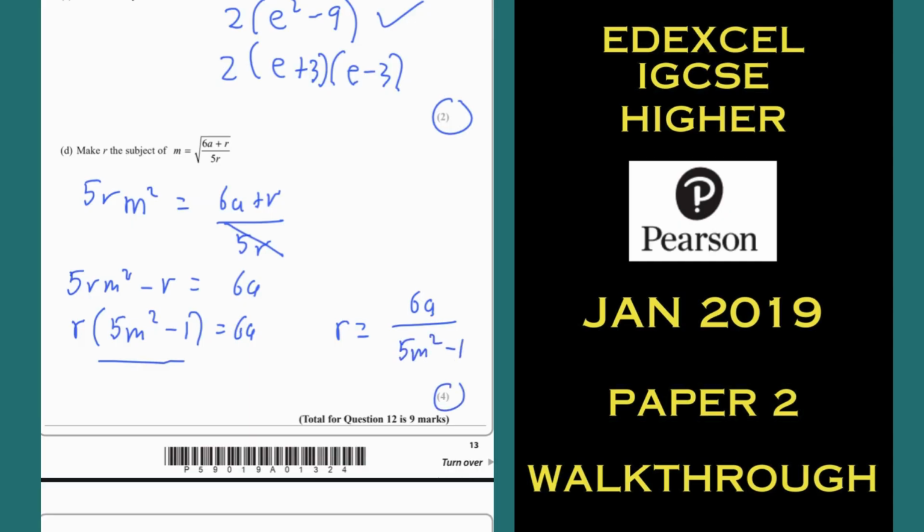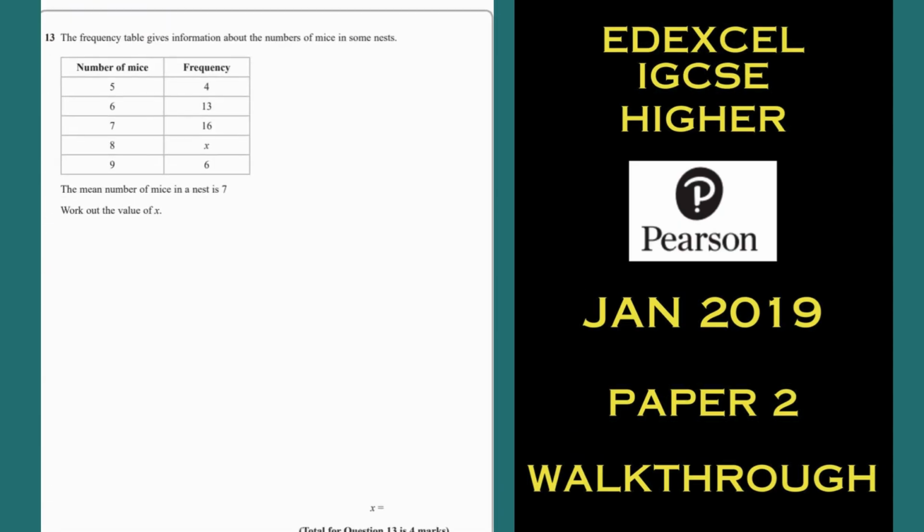Lots going on there. Very chunky sort of 4 marker. Very much towards the top end of rearranging formulas. Well worth revising. Seems to come up on pretty much every paper. The only thing we don't know, will you get an easy one or a tricky one? Will you get a 1 or 2 marker or a big meaty 4 marker? That's the bit we don't know.